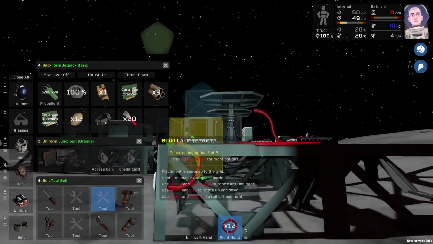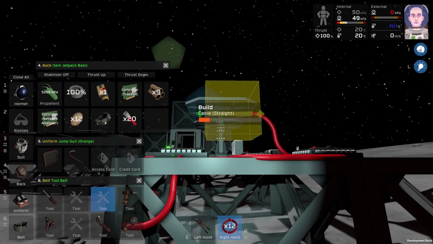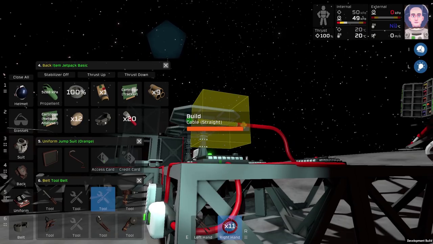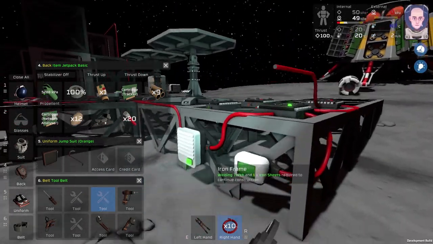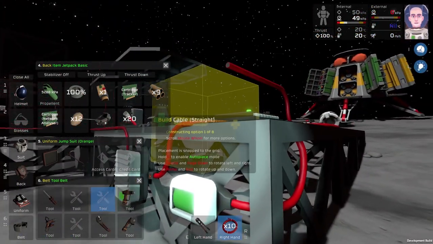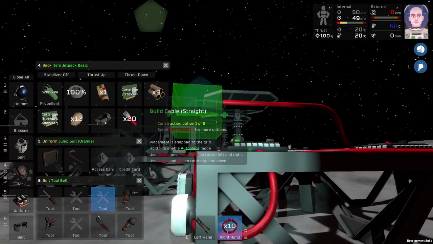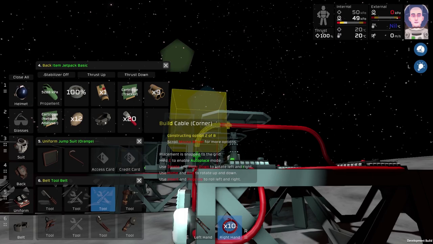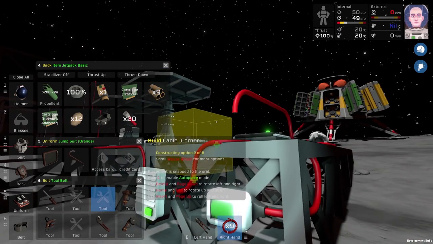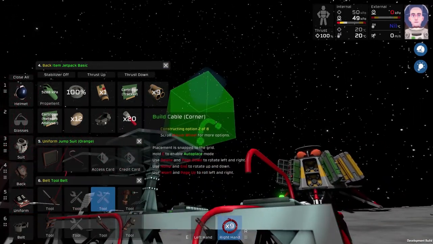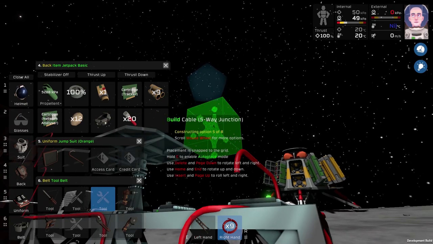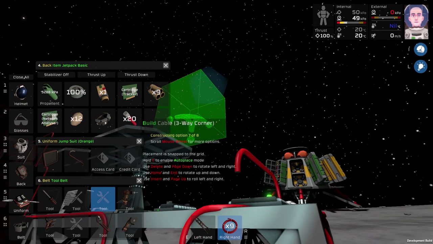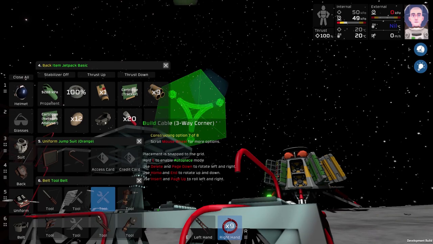So we're just going to run that up and over. I know it's ugly, but if anything, it's actually more helpful to see what's going on. Oh, what are we going to do here? Oh, you can do a corner, can't you? Three-way corner. Oh, geez, good luck in orienting this.